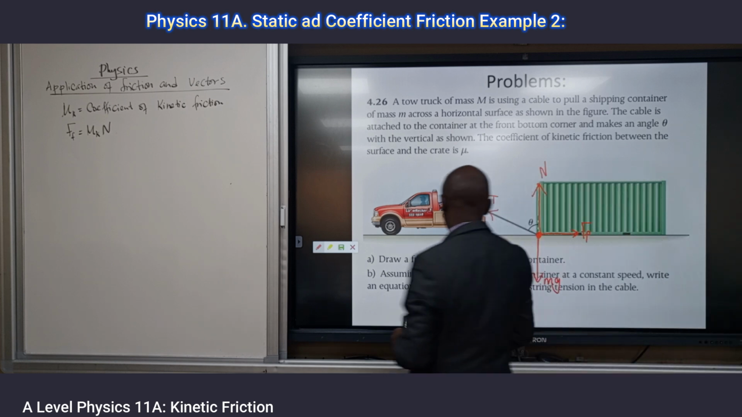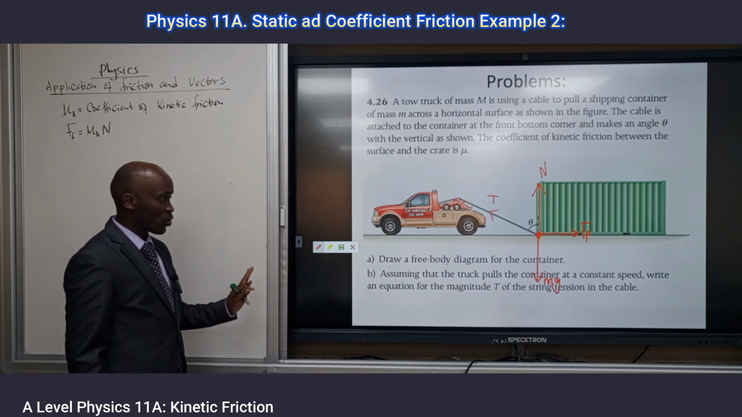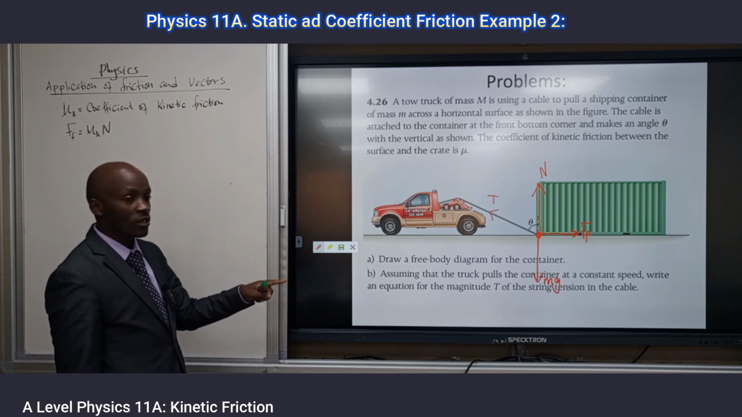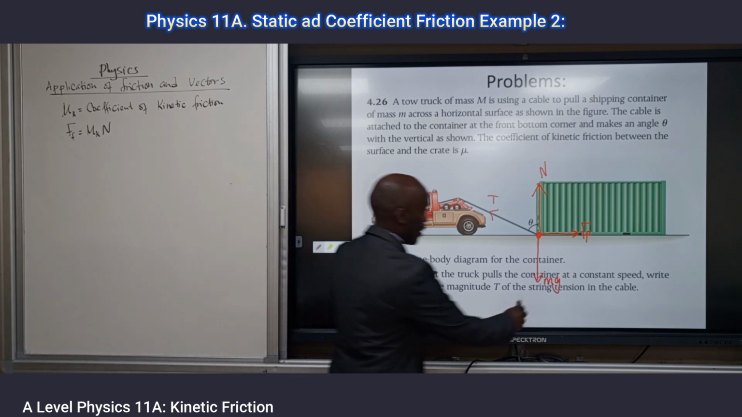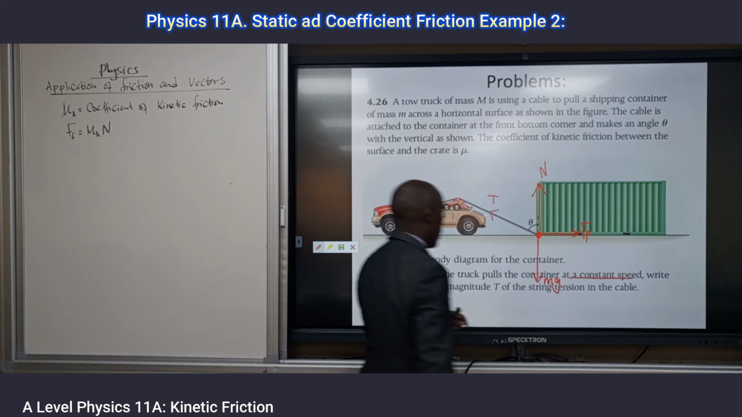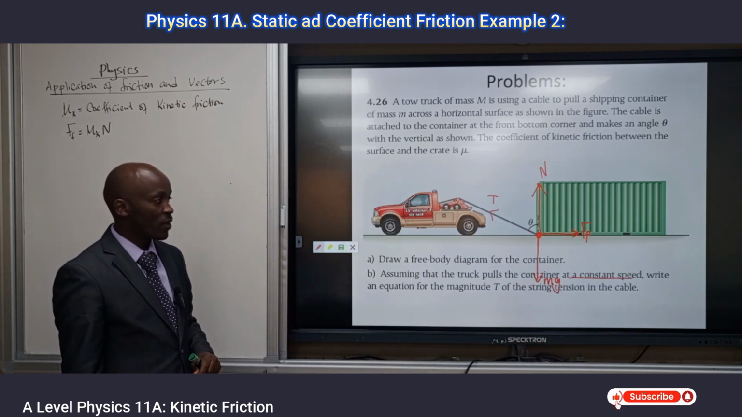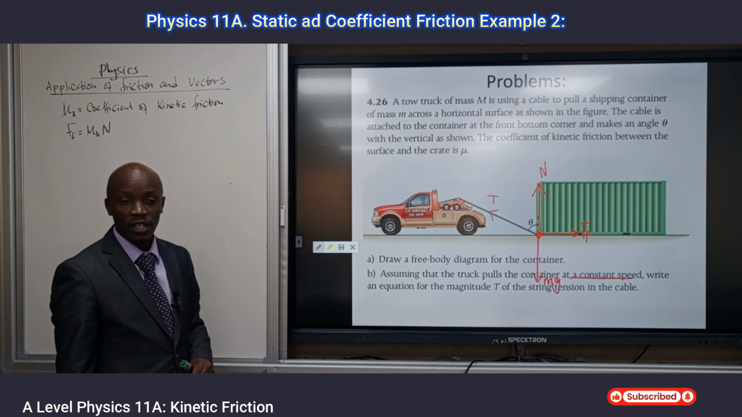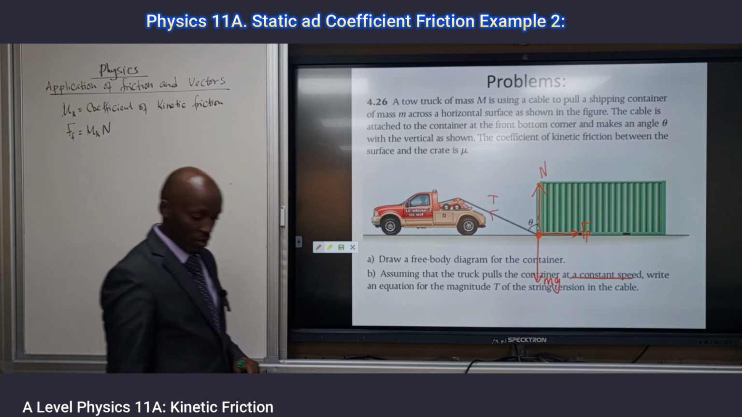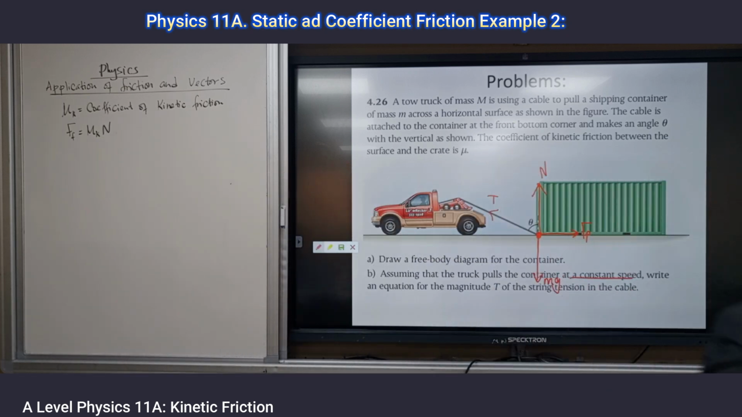Now the second question is about assuming that the truck pulls the container at a constant speed. That's very important, constant speed. Write an equation for the magnitude T of the tension in the cable. So let's see how we do that.